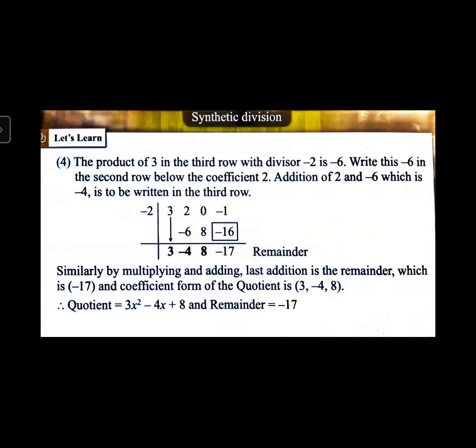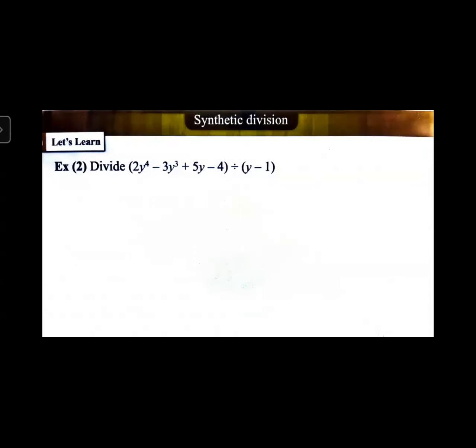The last addition is the remainder, which is minus 17, and the coefficient form of the quotient is 3, minus 4, 8. So the quotient we have found is 3x square minus 4x plus 8, and the remainder is minus 17. This is how you have to do the synthetic division. The synthetic division part is quite easy. The last part is just finding the quotient and remainder, and converting the coefficient form of the quotient into a polynomial.